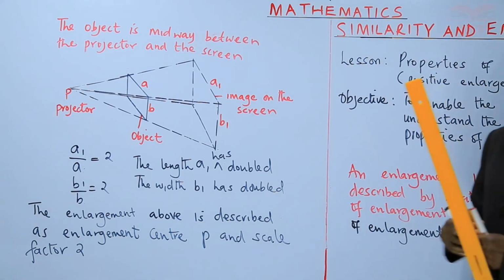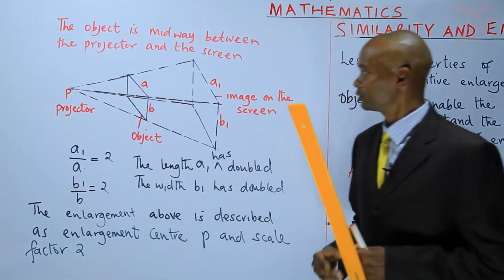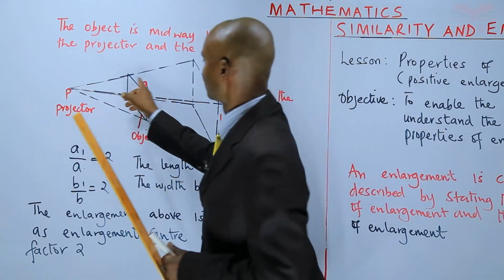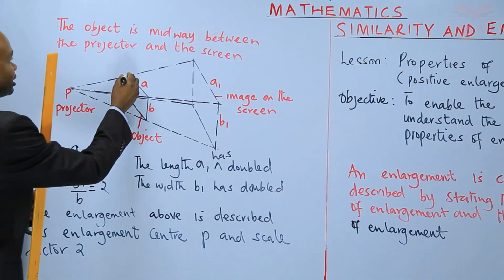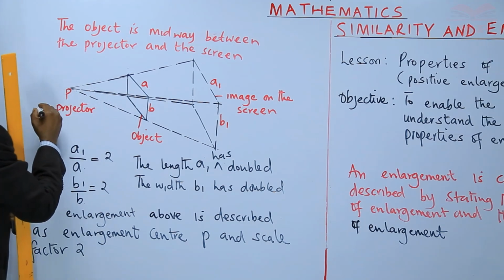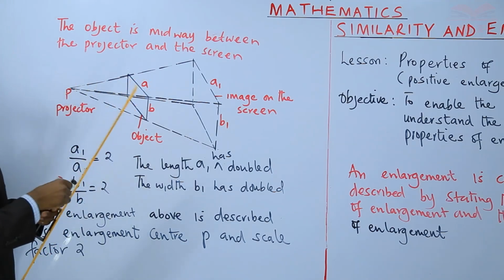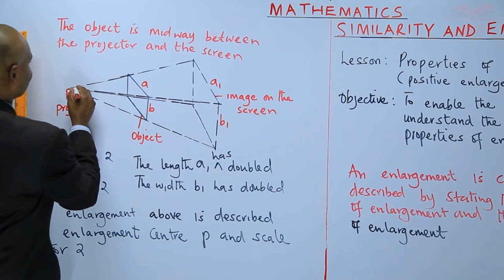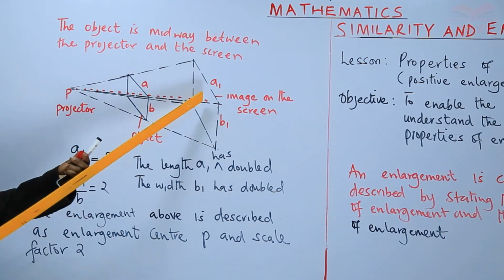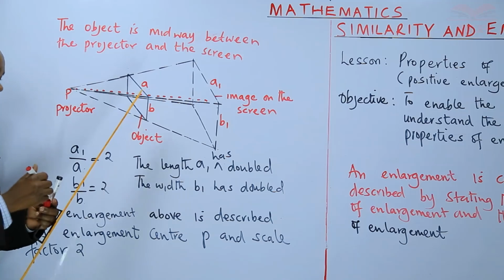So if we have a center of enlargement and you are given the object, you can prolong these. Since this was halfway, if this was 20 centimeters, this will be the center of enlargement. And note that that distance will be a perpendicular distance to the center of that image. A line drawn will be perpendicular to that plane.